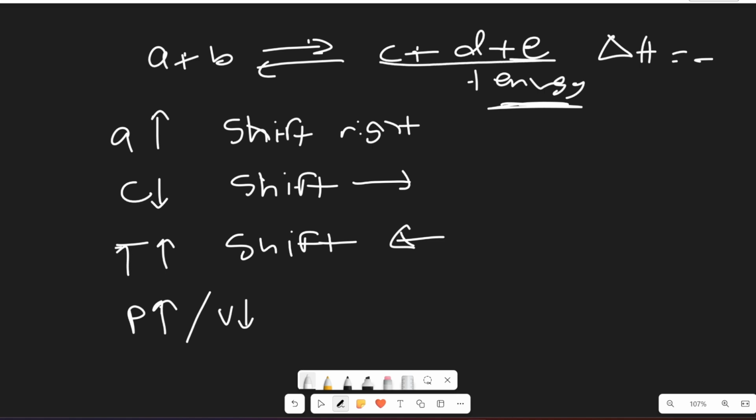Because we have more moles of gas on the right side, increasing the pressure means that we would have to shift to the side with fewer moles of gas, because we want to lower the pressure now to reestablish equilibrium. So that means we would essentially shift to the left. And that is sort of it for our equilibrium.